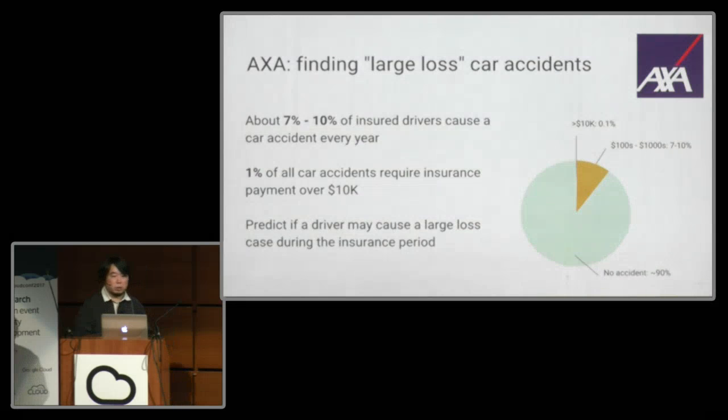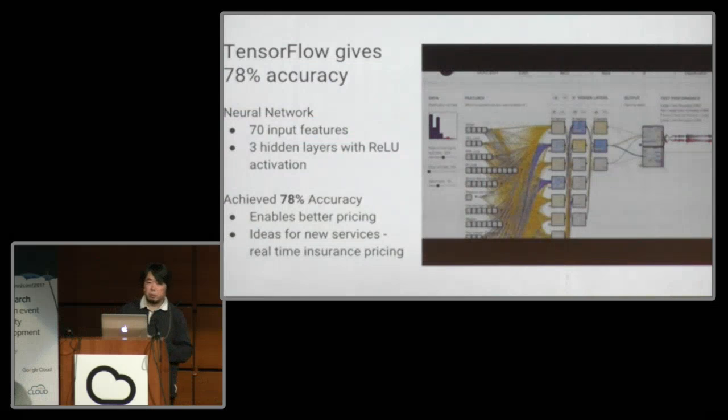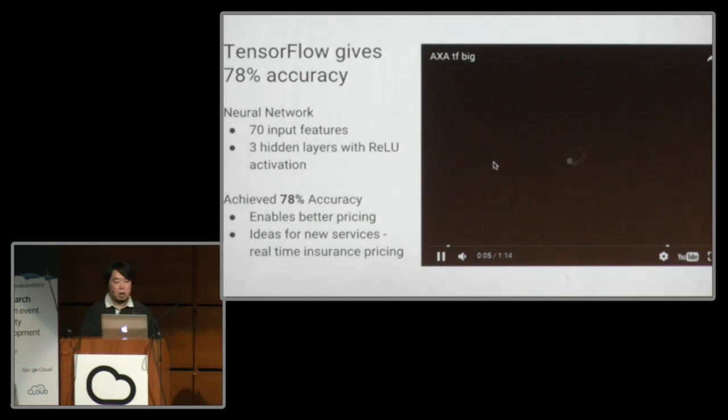AXA is another interesting use case for TensorFlow and ML Engine. AXA is, as you know, one of the largest global insurance firms, and they have been trying to find the large loss cases in car accidents. Large loss means car accidents which require over $10,000 in insurance payment. They had been trying random forest algorithms for finding those large car accidents by looking at the drivers' attributes and properties, but the accuracy was not so great. But by using TensorFlow and a deep neural model, they were able to get much higher accuracy, up to 78%.